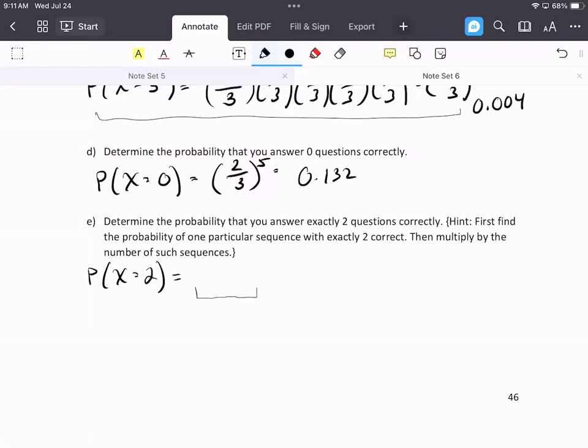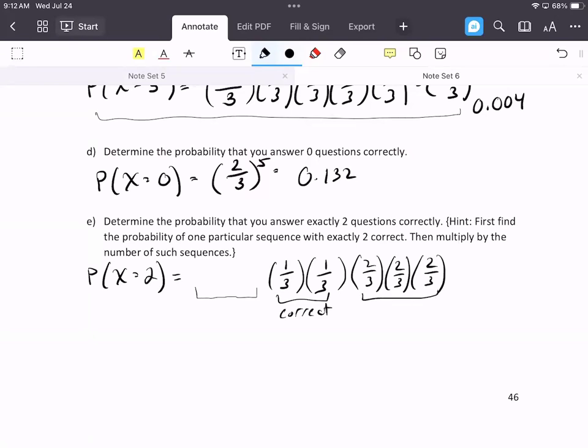Let's think about it. We get 2 right. All right, so what's the probability that we get, let's say, on each of the ones? To get it right, it's 1/3. So we're saying, okay, let's say we get the first 2 correct. We're only going to have 2 correct out of the 5, so the rest of them are wrong. So this is the probability for this to happen. These are the probabilities. So these are our correct, and these are our incorrect.